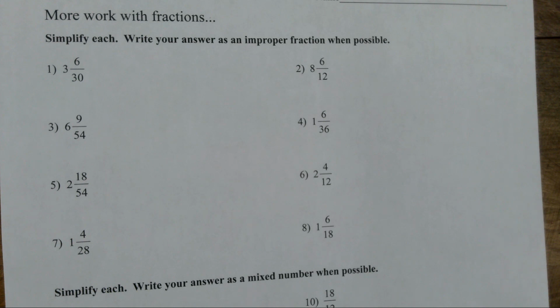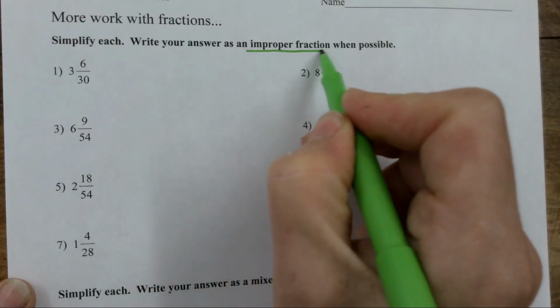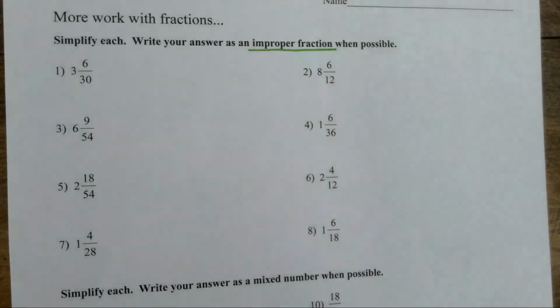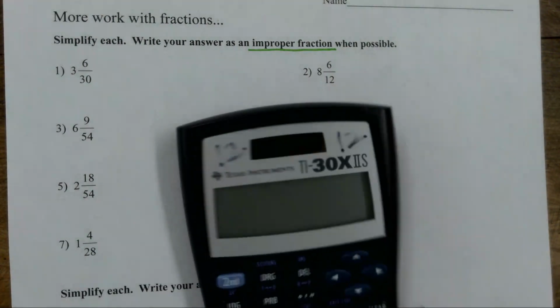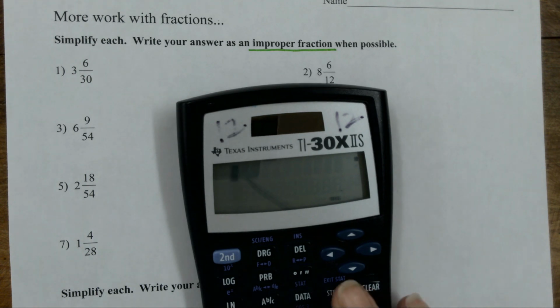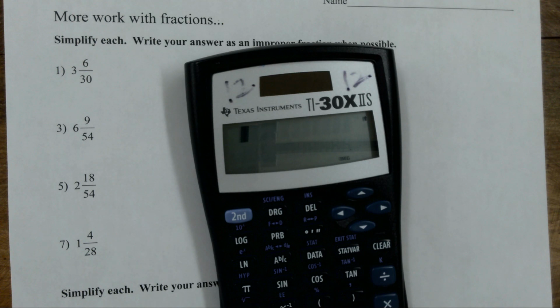Okay. So our job right here is going to be to write as improper fractions, and it's just a matter of using your calculator key. Do you all remember how to enter a fraction? On these blue calculators, it's the ABC key. If you have a different calculator and you can't remember where to find your fraction key, just let me know. It just takes a few moments to show you.